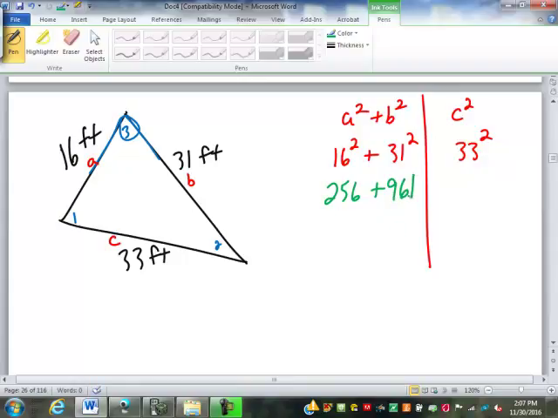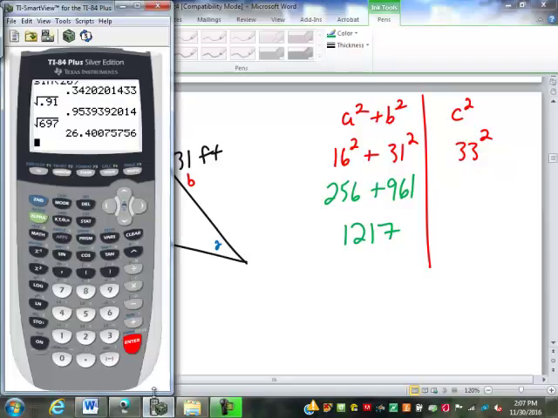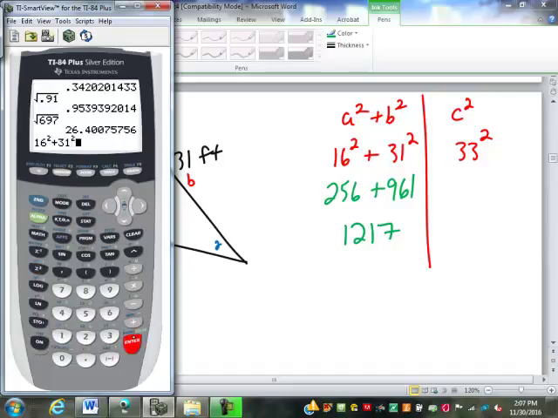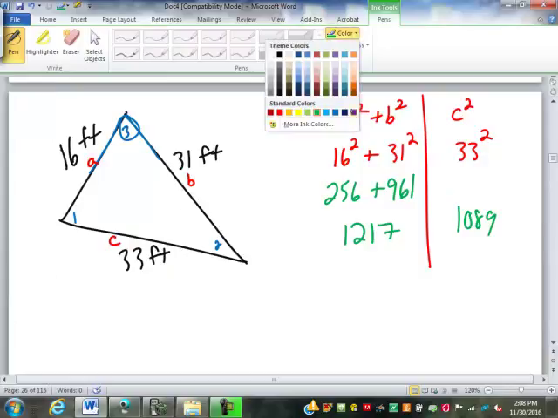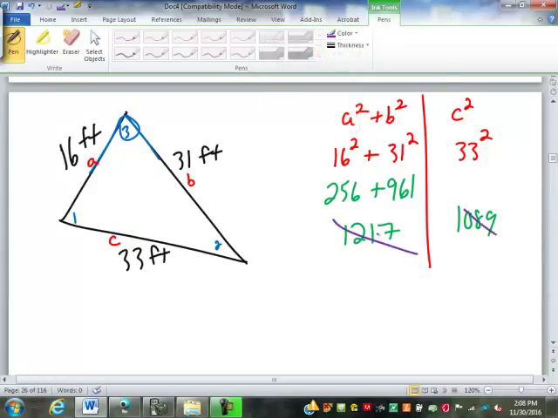That adds up to what? 1,217, I believe. 1,217, perfect. So then 33 squared gives us 1,089. Those are not equal. So this is not a right triangle.